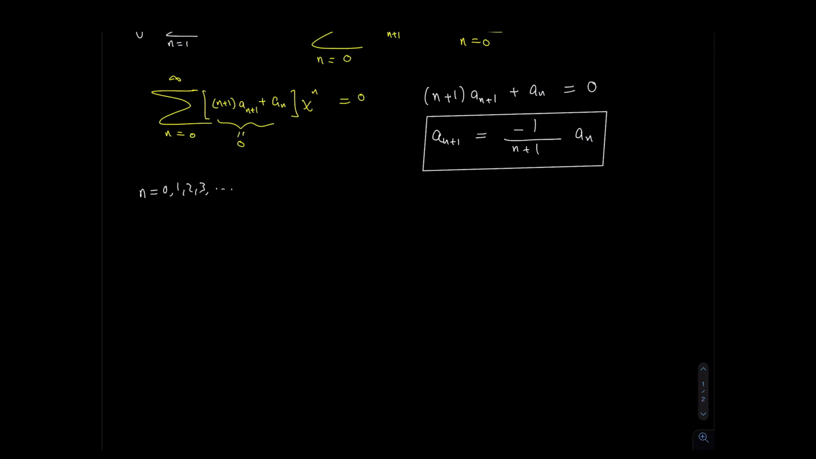Now let's start with letting n equal to 0. So if n is equal to 0, then I have a1 is equal to minus 1 over 0 plus 1 a0, which becomes minus a0. So a1 is minus a0. You'll see that everything will be written in terms of a0. a0 will be the only variable that will survive.